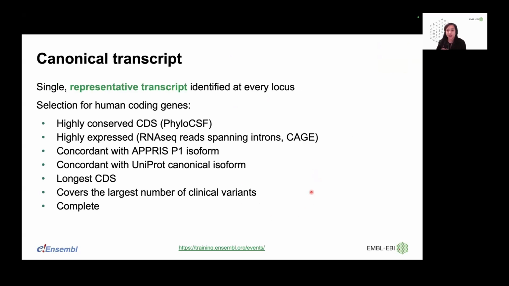And then elaborating on transcripts even more, I also want to introduce you to canonical transcripts. These are a single representative transcript identified at every locus in every species. These transcripts are the most highly conserved and most highly expressed. They're concordant with other transcript scoring algorithms and also UniProt canonical isoforms. They're also the longest coding sequence and have the largest number of clinically important variants.